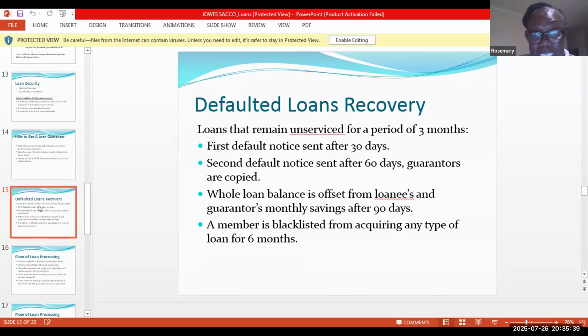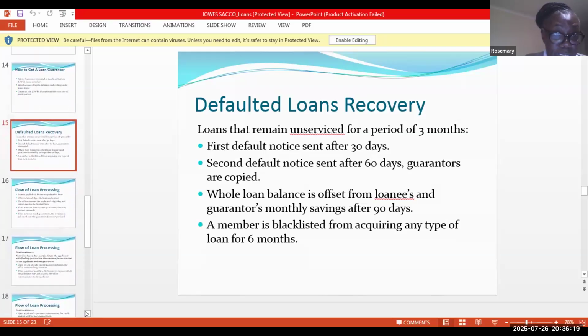If you still don't pay and 60 days have passed, they will send you a second default notice. And at this time, if you have guarantors, they will send the guarantors a copy. They'll say, Rosemary has not paid for 60 days. So as a guarantor, we're just telling you that if she doesn't pay, then we are going to recover the money from you, so that the guarantor is aware of what is happening. And then if you have not paid after 90 days, the whole amount is going to be recouped from your savings, and the member will be blacklisted for 6 months. You cannot take a loan for 6 months.